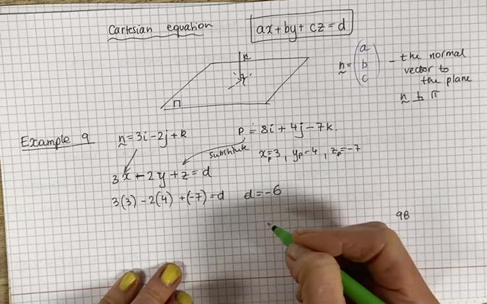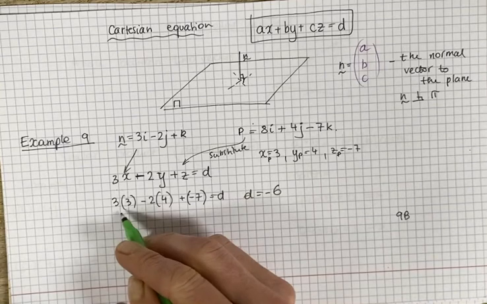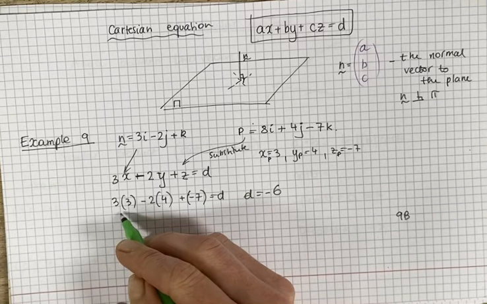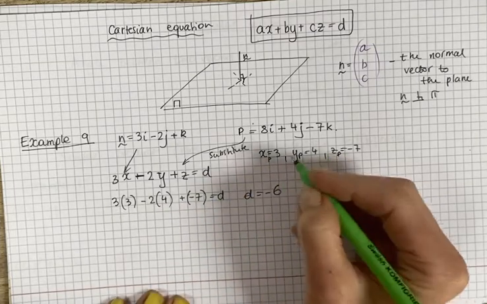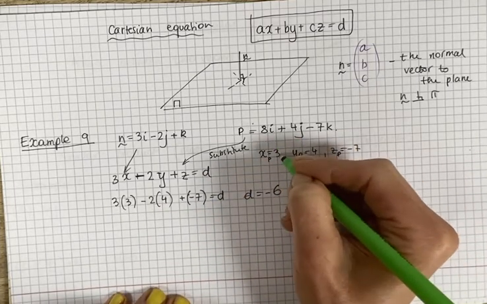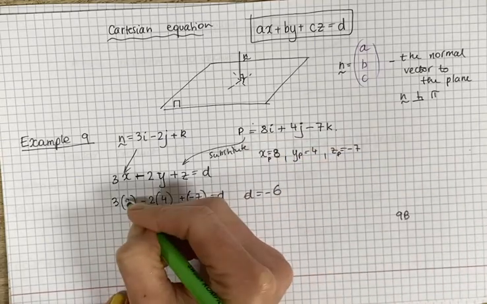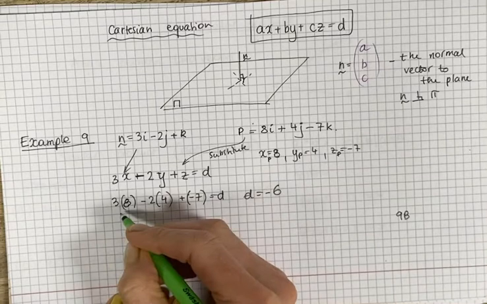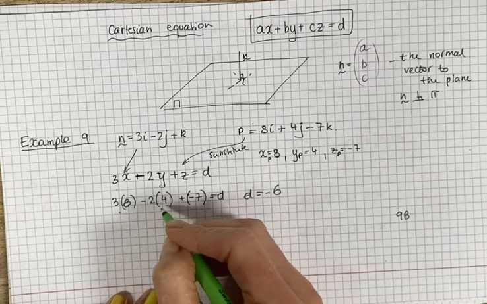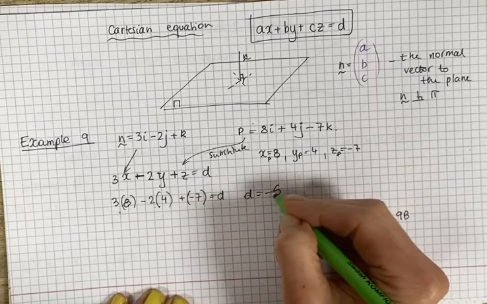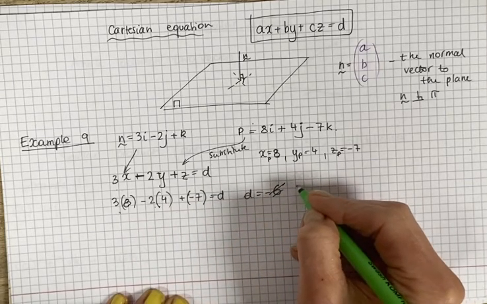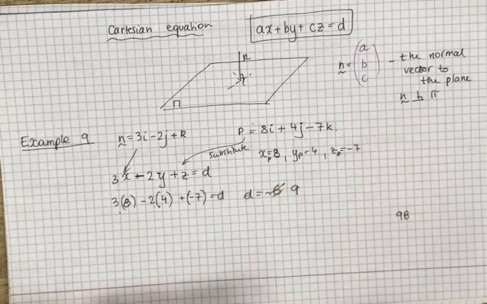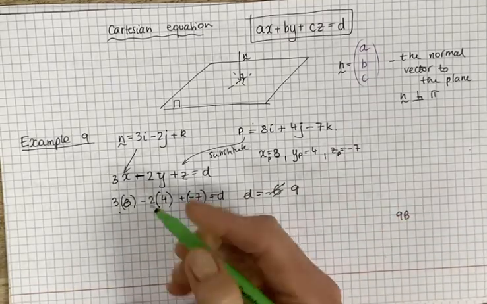Let me just double check if I've done it right. For whatever reason, I've put 3 here. That's 8. That doesn't make sense. Yeah, so it's 24 minus 8 is 16, minus 7. That's better. That's going to give me 9. Yeah, that's better. Okay, so what is the overall equation?